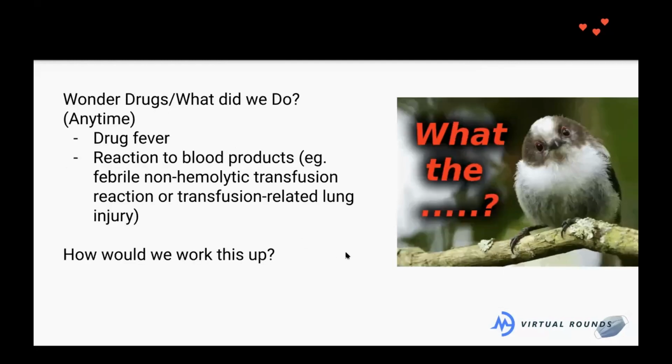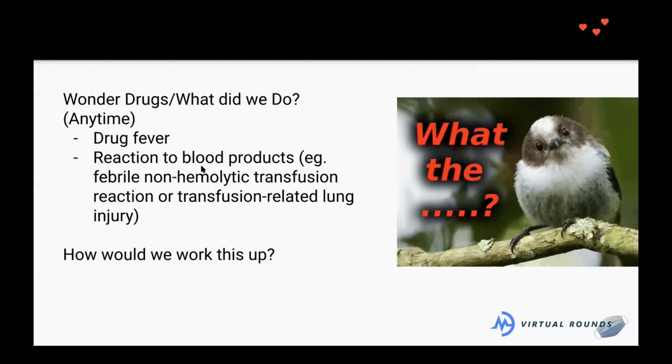And now wonder drugs, also known as what did we do? So this can happen at any time. Could be a drug fever, could be reaction to blood products, and it can happen anytime, but typically these are going to be earlier than later. Some of these reactions are later onset.